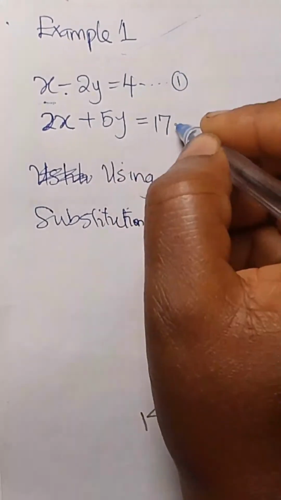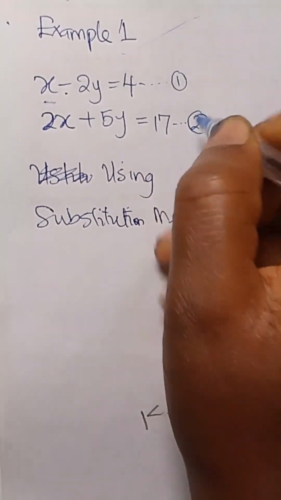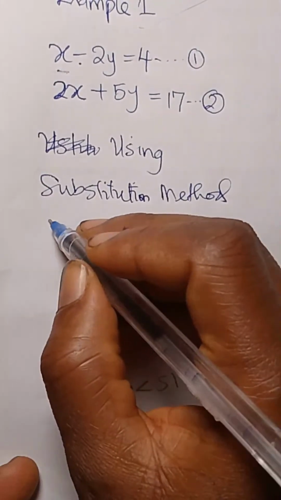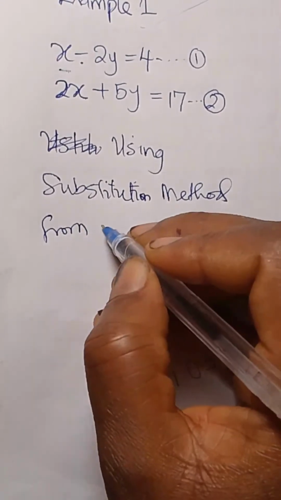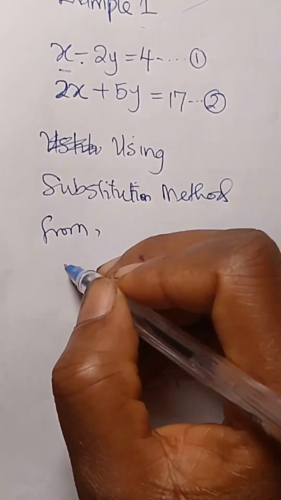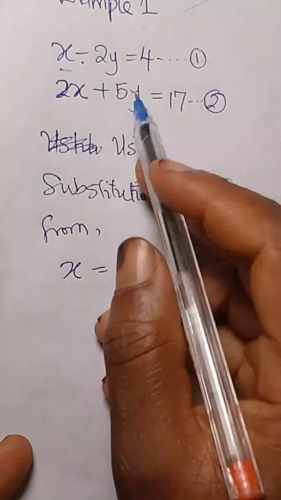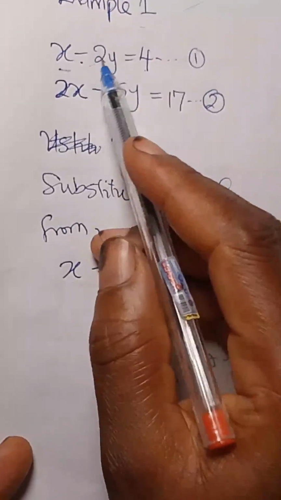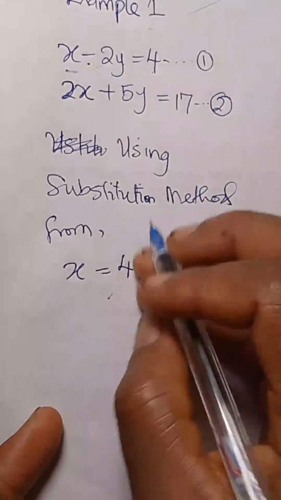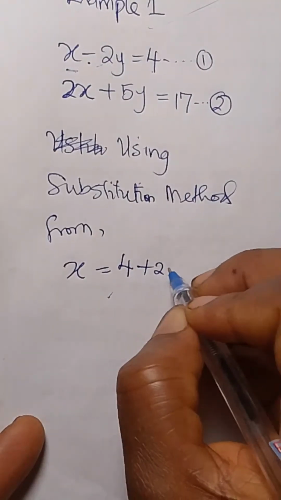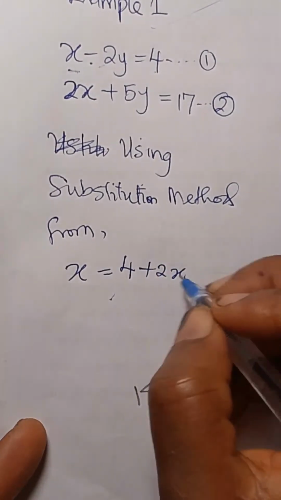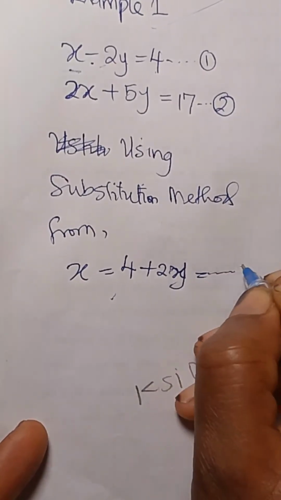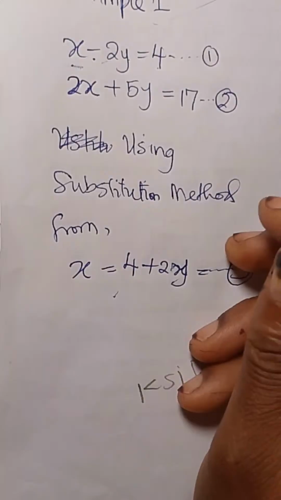So we are first of all going to start by tagging the equations. We call this equation 1. We call this equation 2. All right. So we can say from equation 1, we will make x the subject of the formula. To do that, I'll have x is equal to 4. When this negative 2y crosses the equality sign, it becomes positive 2y. And we'll call this equation 3.